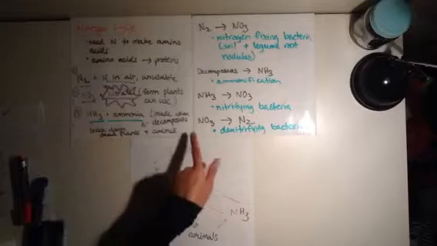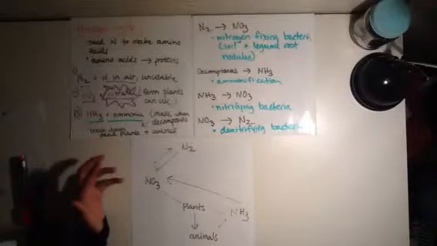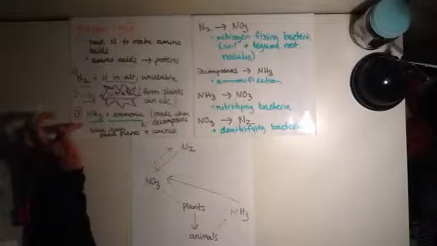And then the third form of nitrogen that we look at is ammonia, which is represented by NH3. And ammonia is made when decomposers break down dead plants and animals. So those are your three main forms of nitrogen: N2 in the air, nitrate, NO3, ammonia, NH3.